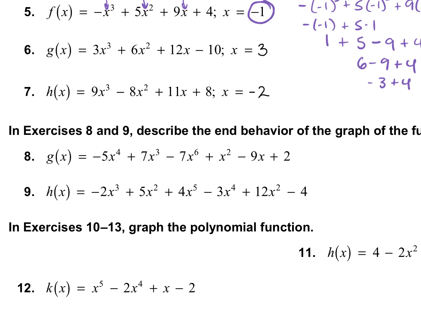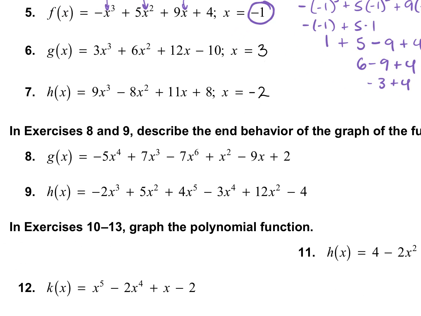All right, let's look at number 8. So it says describe the end behavior of the graph of the function. Which term am I looking at to describe the end behavior? The highest degree, so that would be -7x to the 6th power. The rest of the question does not matter. We're only looking at that term.